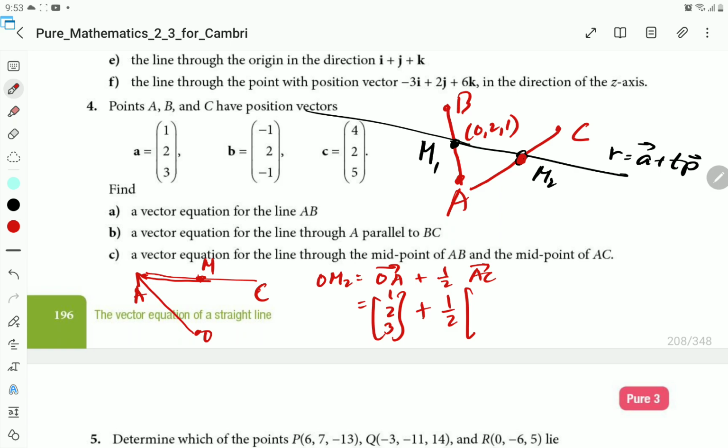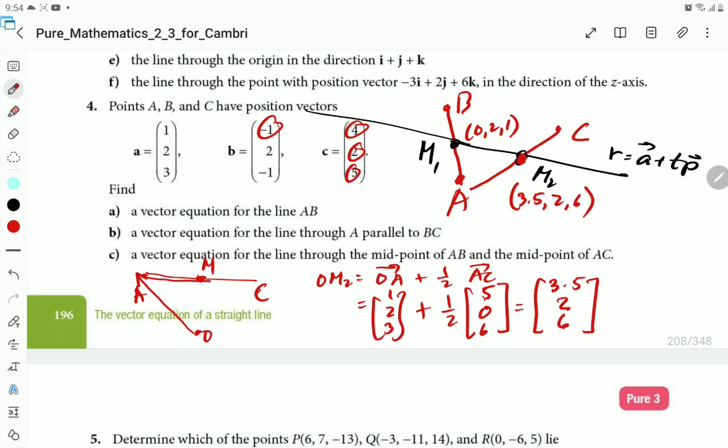So 4 minus -1 is 5. 2 minus 2 is 0. 5 minus -1 is 6. So therefore this is now equal to 5 times half is 2.5, so this is now 3.5, or 7 over 2. So this is now 2. And then 6 minus 3, this is now equal to 6. So now you know this point is equal to 3.5, comma 2, comma 6.